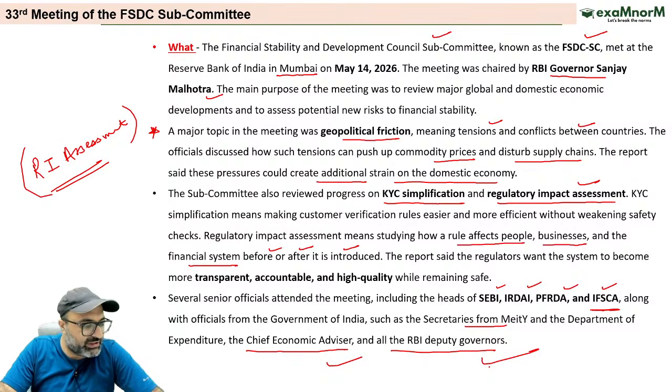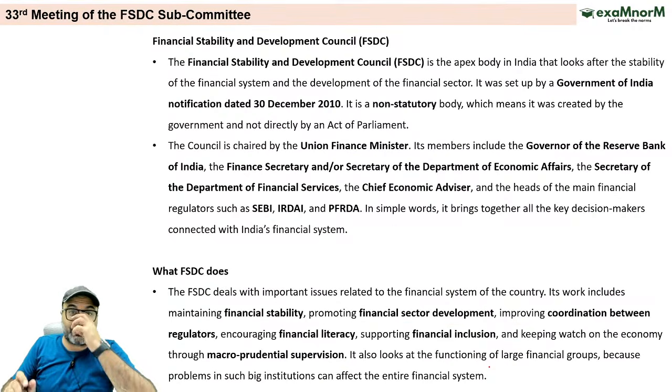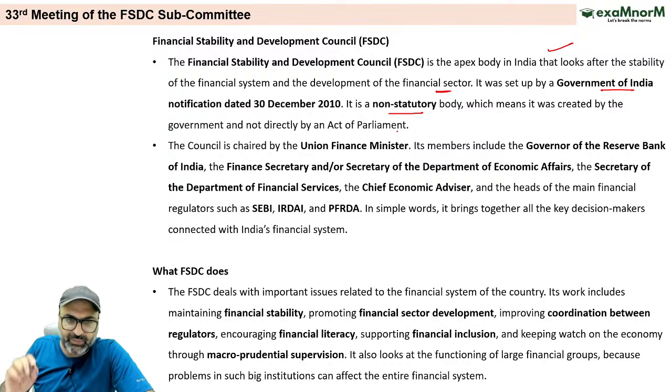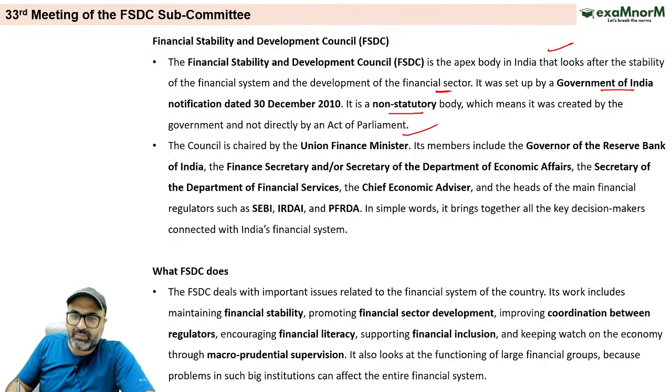Now going back to the static part, what is this FSDC? It is an apex body that looks after the stability of the financial system and development of the financial sector. It was set up by the Government of India. It is a non-statutory body, which was not created with any law. Remember that. This council is headed by the Union Finance Minister. Along with that, it has the Governor of RBI, as well as the chairmen of SEBI, IRDAI, PFRDA, the chief economic advisor, and the secretaries of different departments.